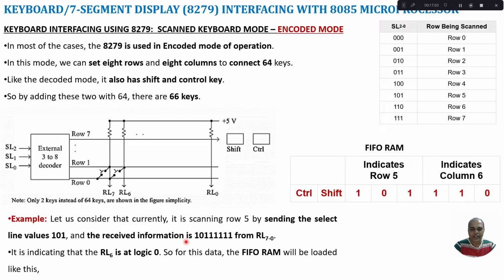And the corresponding received information is 10111111. In that case, again the 6th bit is activated. So since the switch or sensor is activated, that is indicated by this 6 value. 110 is nothing but 6. Then the MSB part, control and shift, indicates the status of your shift and control keys. So this data will be loaded in your FIFO RAM for a valid key press in encoded mode.